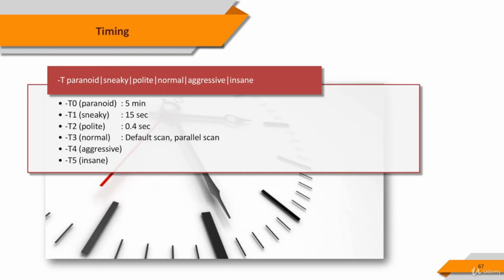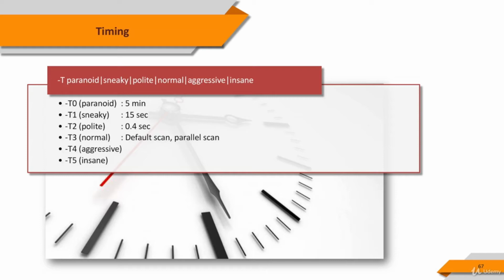You can specify them with the uppercase T option and their number, 0 through 5, or their name. The template names are paranoid (0), sneaky (1), polite (2), normal (3), aggressive (4), and insane (5). The first 2 are for IDS evasion.